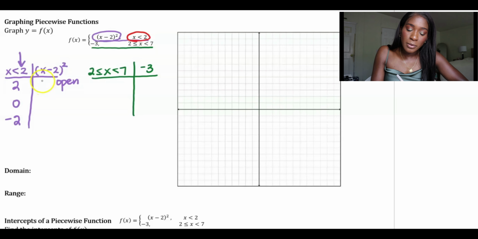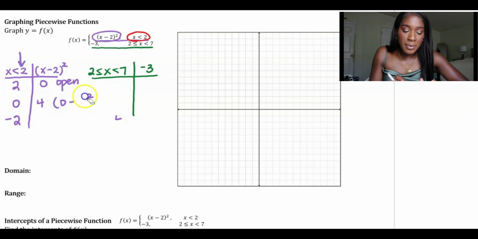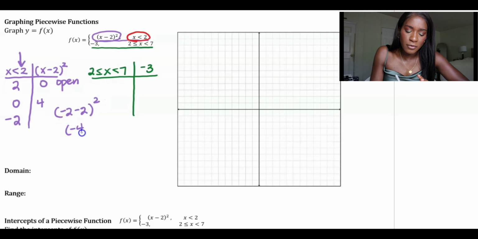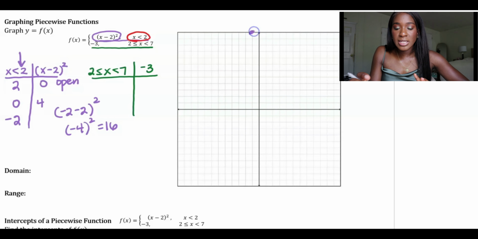When we plug in 2, we get out 0. When we plug in 0, we get out 4, a positive 4. And that's coming, just to show you, from 0 minus 2 squared, which is negative 2 squared, which is a positive 4. And when we plug in negative 2, we're going to get a big number. We're going to have negative 2 minus 2 squared, which is negative 4 squared, which is 16. Now, it's going to be kind of difficult for me to get up to 16 on my graph.